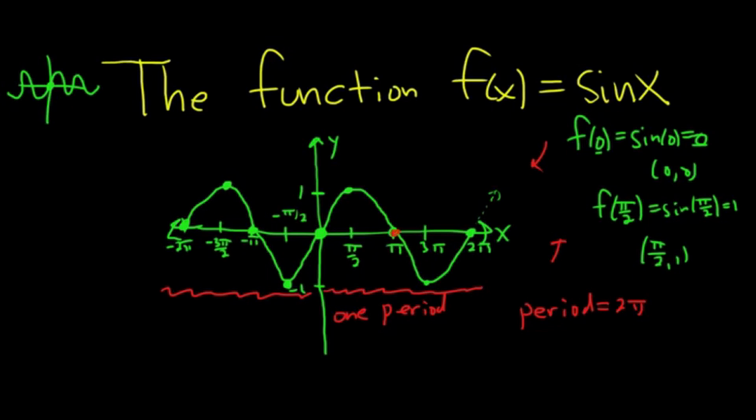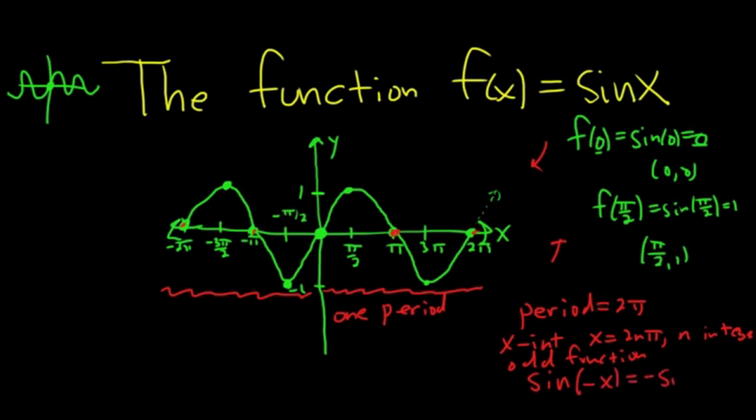You have x-intercepts at pi, 2 pi, negative 2 pi. So your x-intercepts are at x equals n pi, where n is an integer. It's an odd function, which is really important for calculus. It's odd because it's symmetric about the origin, so if you flip it twice, you would get the same thing. That means algebraically that sine of negative x is equal to negative sine x. That's super important, just memorize that. Sine is odd, so you can pull out negative signs.